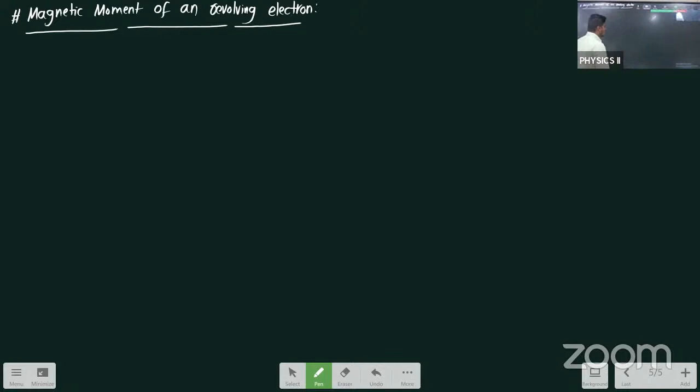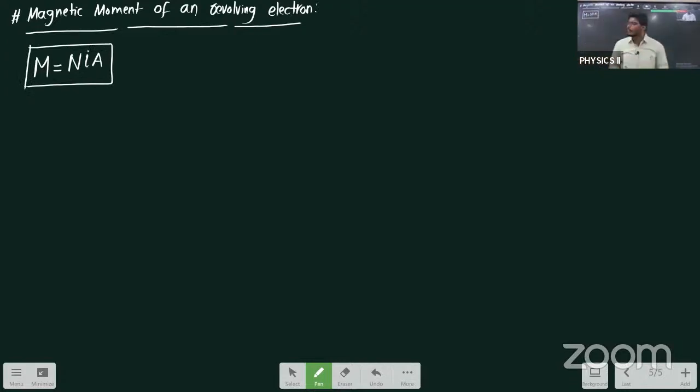So very easy answer. See here, what is the formula for magnetic dipole moment? Magnetic dipole moment is given as M is equal to N into I into A. What does N represent here? N represents the number of turns. I represents the electric current and A represents the area.